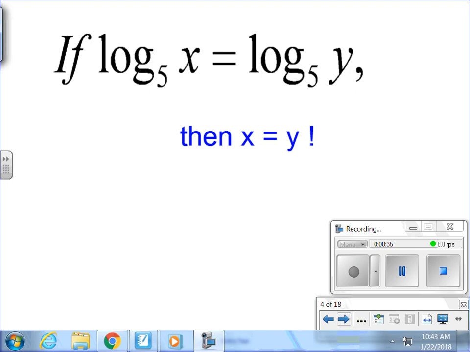Okay, so let's start off with what we're going to use for a few of the problems. If you have that log base 5 of x equals log base 5 of y, that can allow you to draw the conclusion that x equals y. So very similar to what we did last week with exponents. Cool.